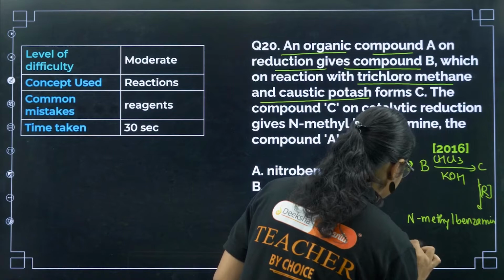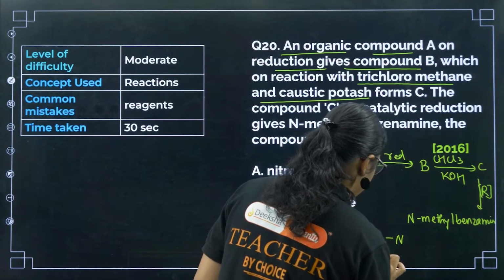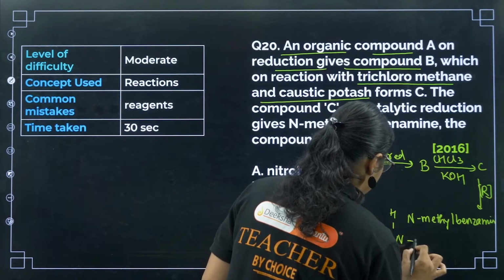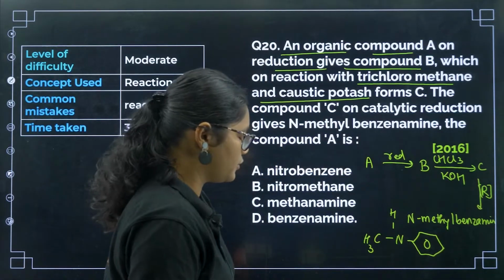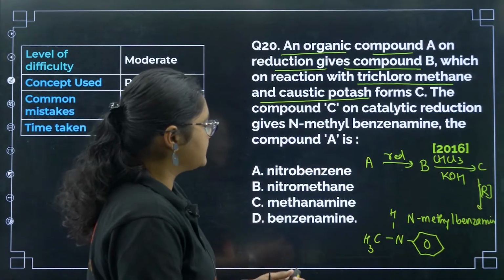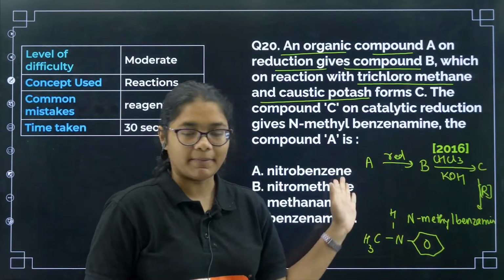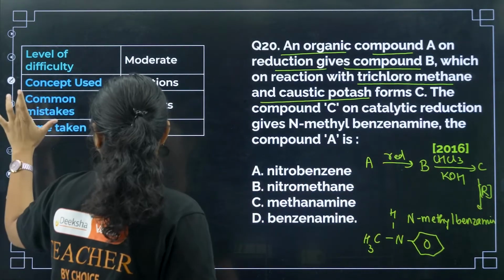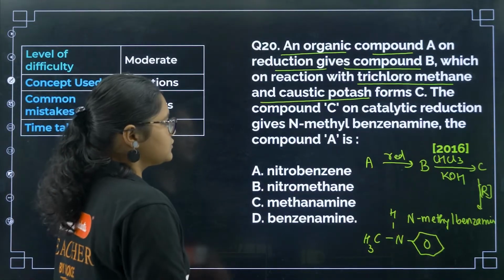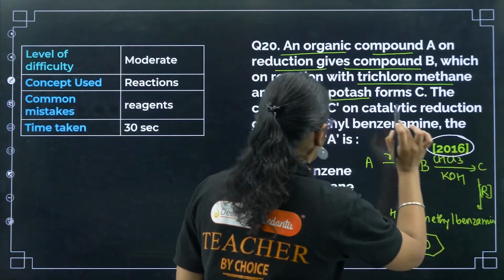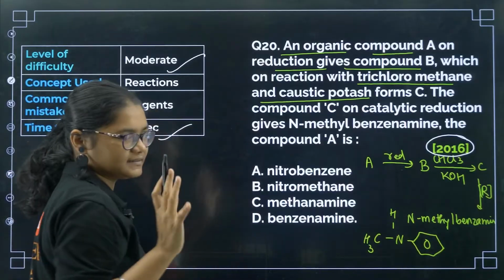If I draw the structure, it is like this: N-methylbenzenamine, okay. So we will go from the backward direction to solve this question, and only then can we solve this question easily. This question was asked in 2016, a moderate level question, 30 seconds is enough.